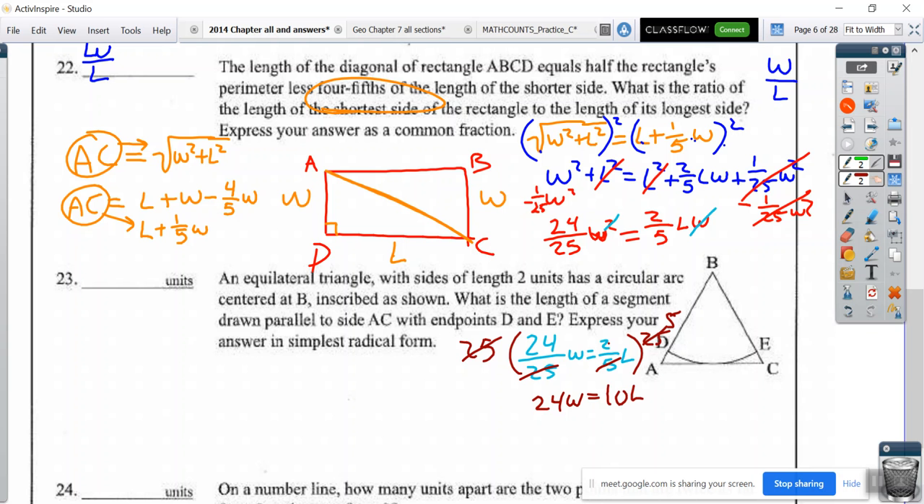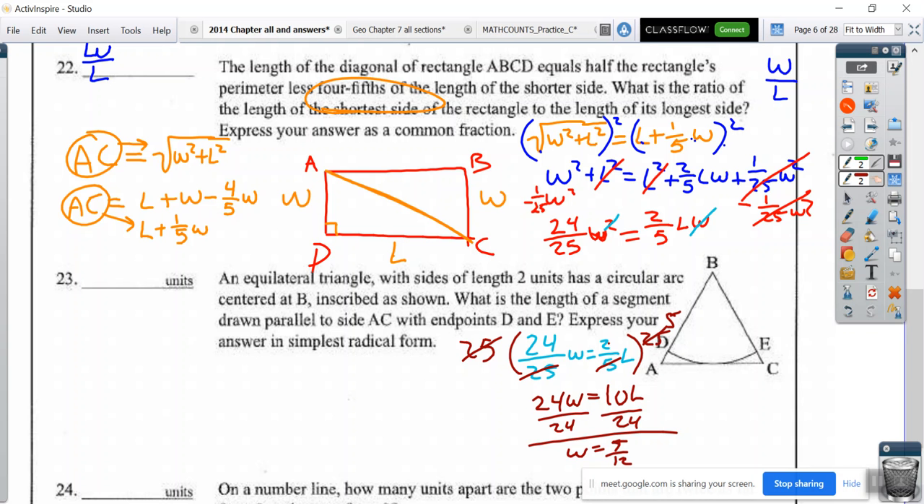Yep, and then you're pretty much there, so you can either divide by 24 or by 10 to get one of them by itself. Probably dividing by 24 might be a little bit easier. And that's a good idea, because remember, we want W over L. So we want the W to stay there. So we get W is equal to 10 over 24. What goes into 10 and 24? 2. So that's 5/12.